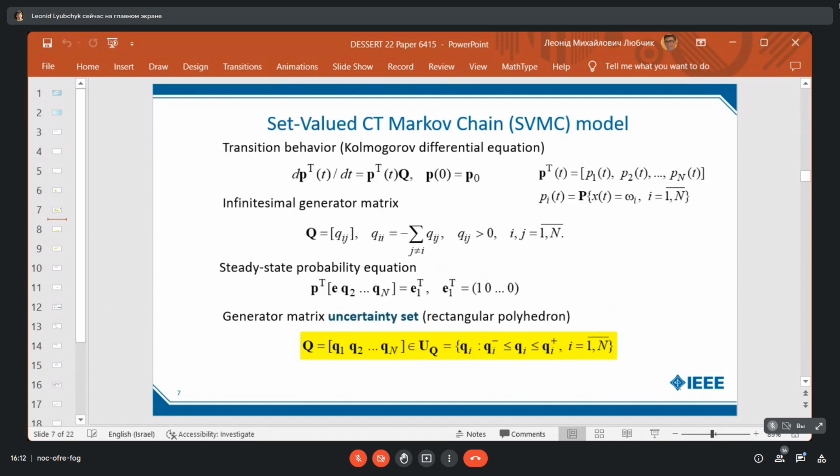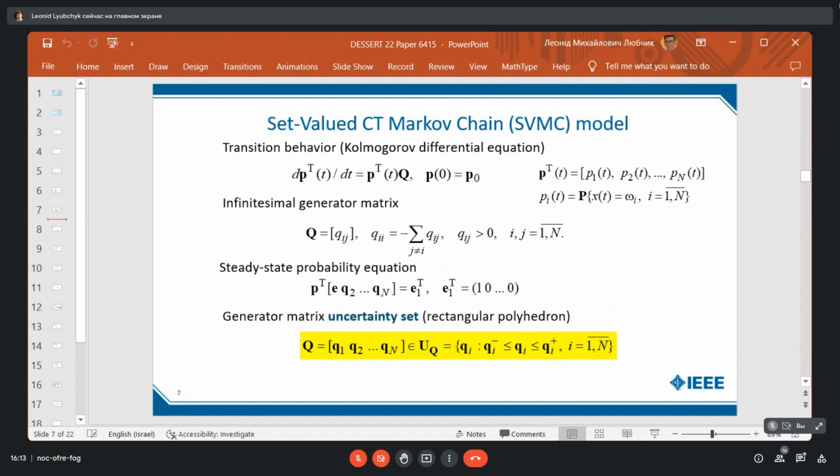Some theoretical background is well known. It is a typical description of Markov models, which consists of the transition behavior Kolmogorov differential equations. It is well known that the steady-state probabilities may be found as a solution of linear equations. It is an equation connected with the generator matrix of a continuous-time Markov chain, but in our situation, we consider the problem of finding the solution of this equation for the steady-state probability, taking into account special restrictions on the unknown generator matrix.